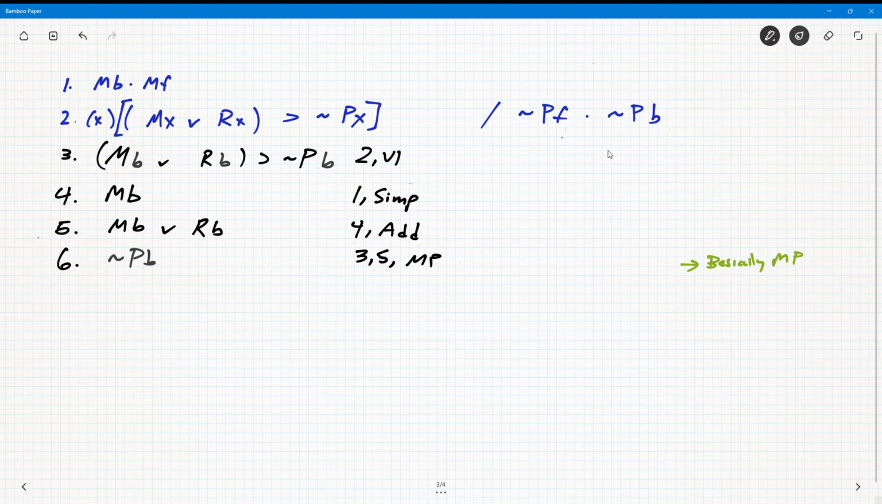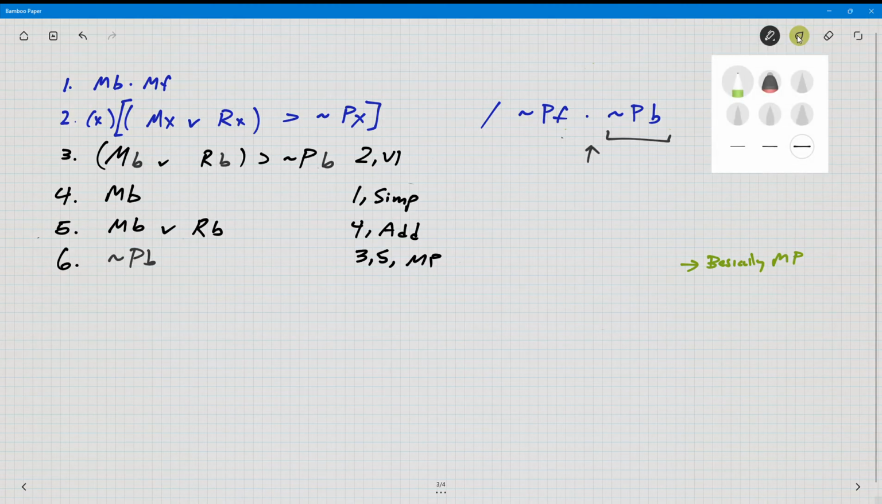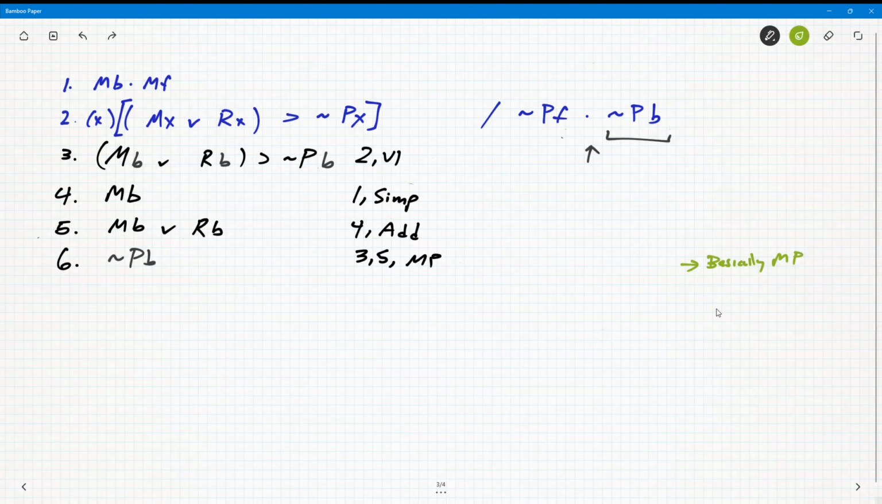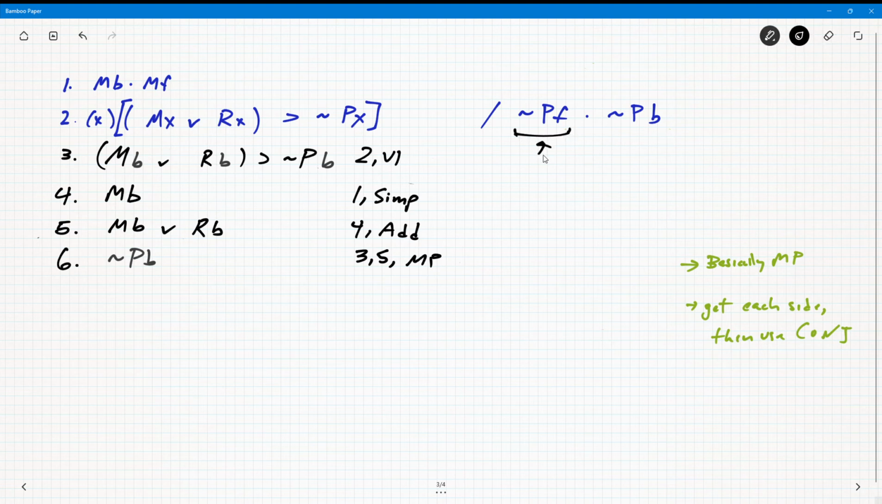At line 6, we've got half of our desired conclusion. Our desired conclusion is a conjunction. And so again, back from chapter 8, chances are we're going to get each side, right? And then use conj. And so we've gotten one side, so now we're really just looking to see if we can get this side. And again, it's going to be basically modus ponens, but the question is, how do we get to the claim that Fanny's not a plant?